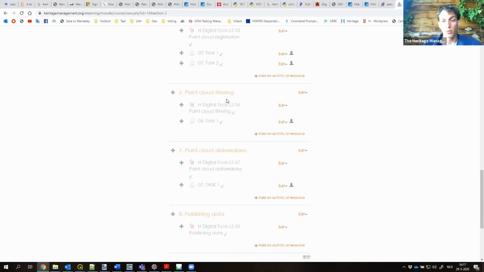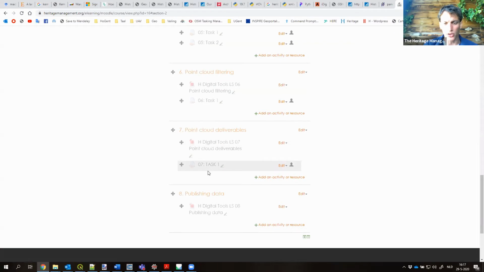With a laser scanner, you will get a lot of noisy data. I'll show you some of the noisy data after this introduction. But there are some techniques to filter these data. So you will learn how to do this filtering yourself, what techniques to be used, both automatic filters and manual filters. And then some point cloud deliverables.